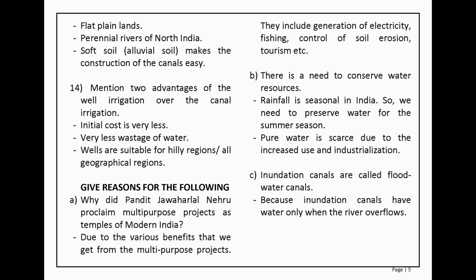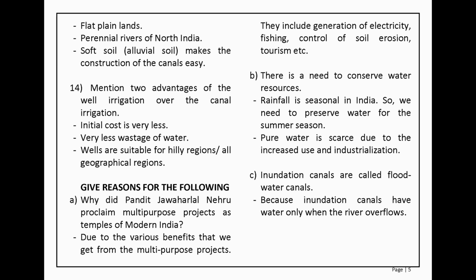Give reasons for the following. Why did Pandit Jawaharlal Nehru proclaim multipurpose projects as temples of modern India? Due to the various benefits that we get from the multi-purpose projects. They include generation of electricity, fishing, control of soil erosion, tourism, etc.